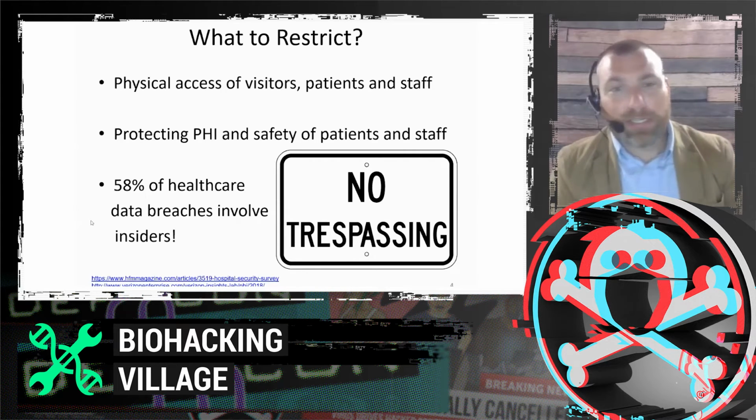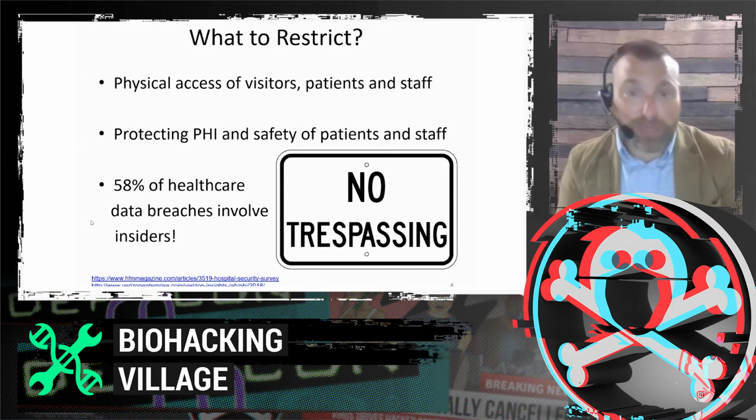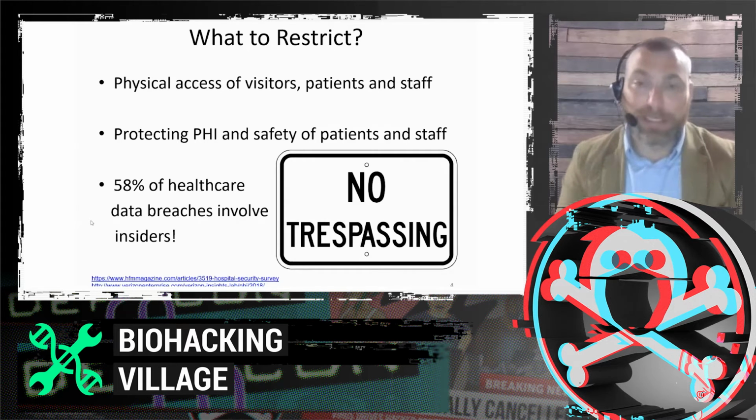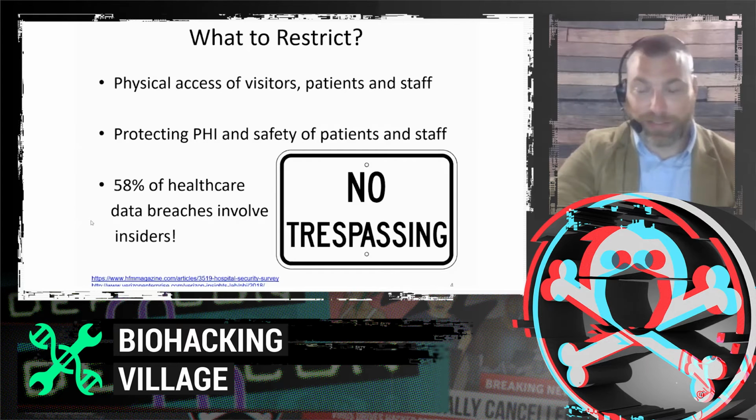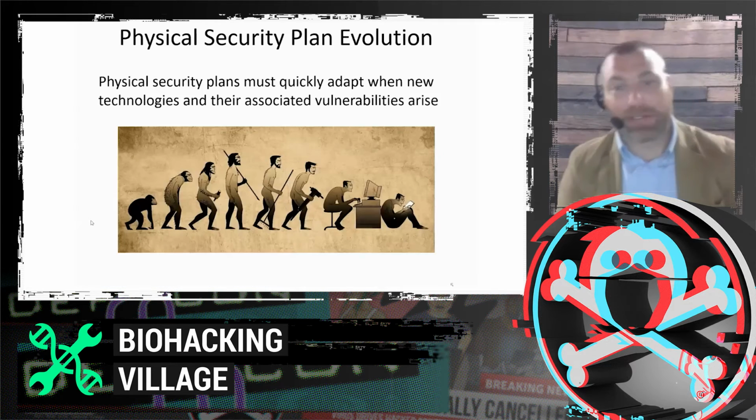So what do we want to restrict? Obviously physical access to the hospital. But again, if we go back to that first slide deck, we're not just talking about visitors, but we also want to consider staff. Are there certain areas that staff don't need to be in, or do we just give them access, kind of carte blanche, to all areas of the hospital? We certainly want to consider that. And definitely remember that 58% of healthcare data breaches do involve insiders, both malicious and unintentional. So certainly don't forget about your own staff.